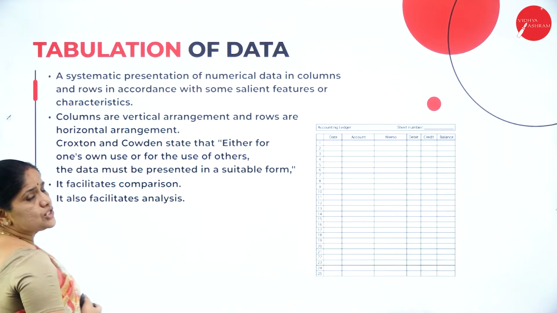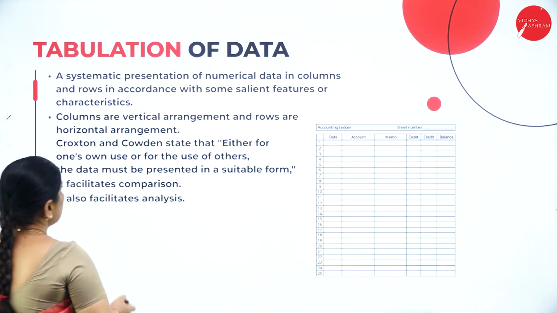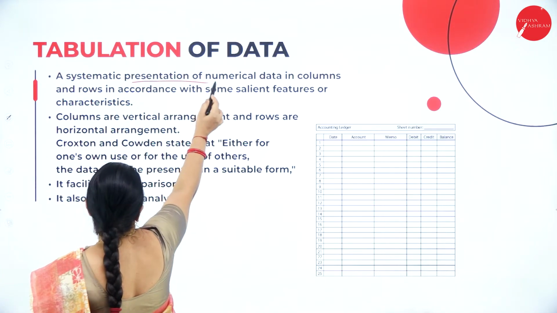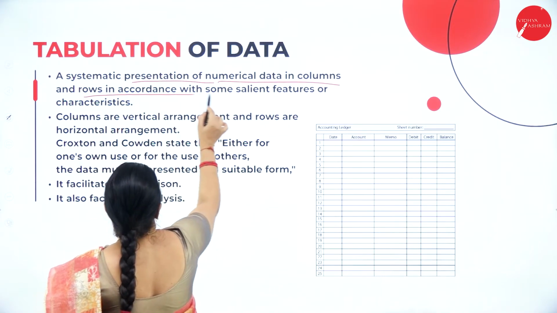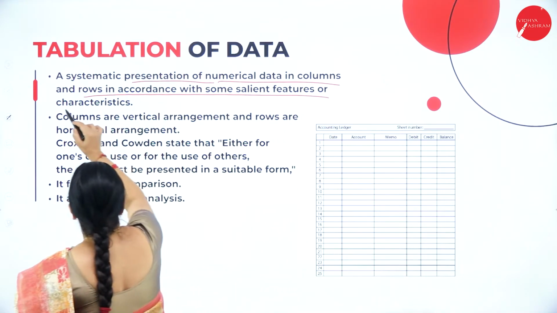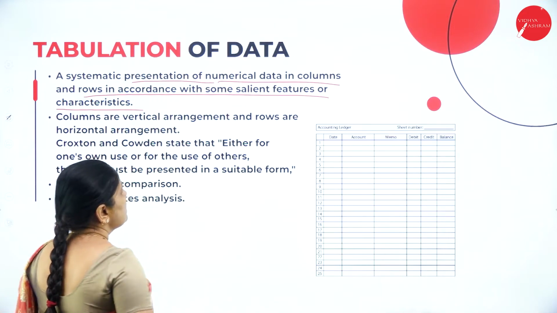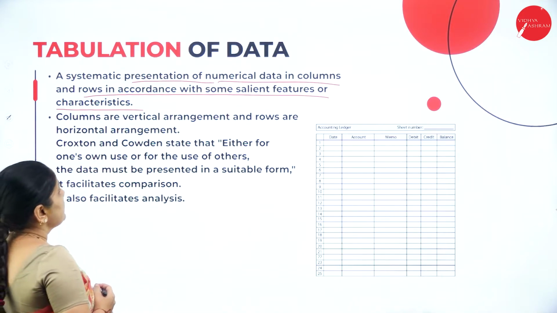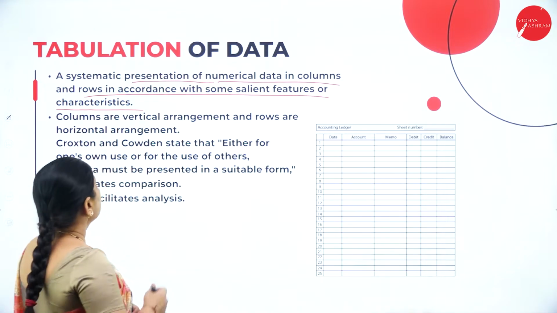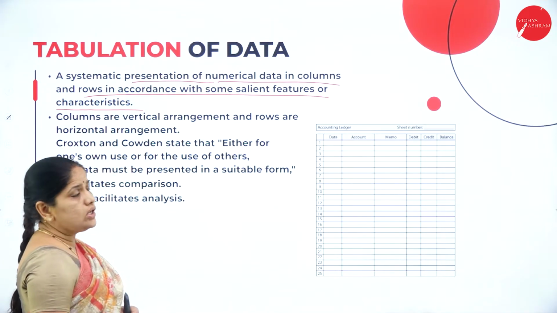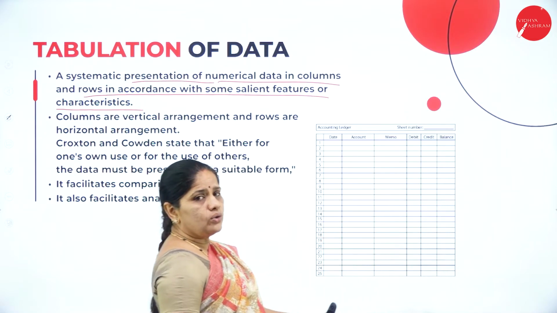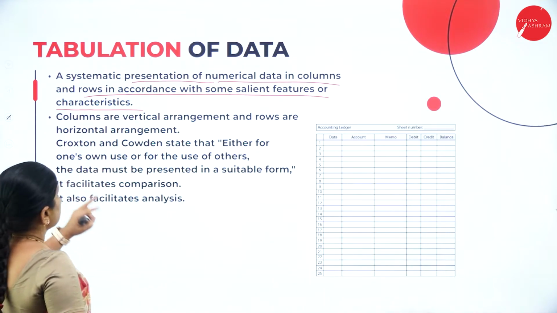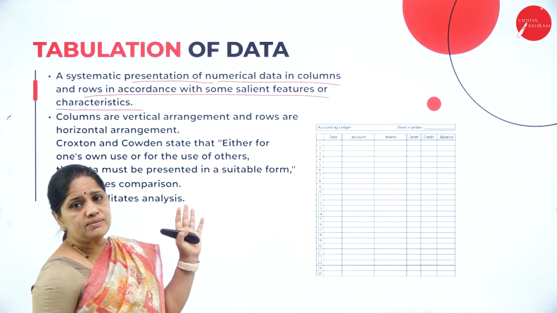Next, tabulation of data. It is a systematic presentation of numerical data in columns and rows in accordance with some salient features or characteristics. So you arrange the data in columns and rows with some salient features or characteristics.